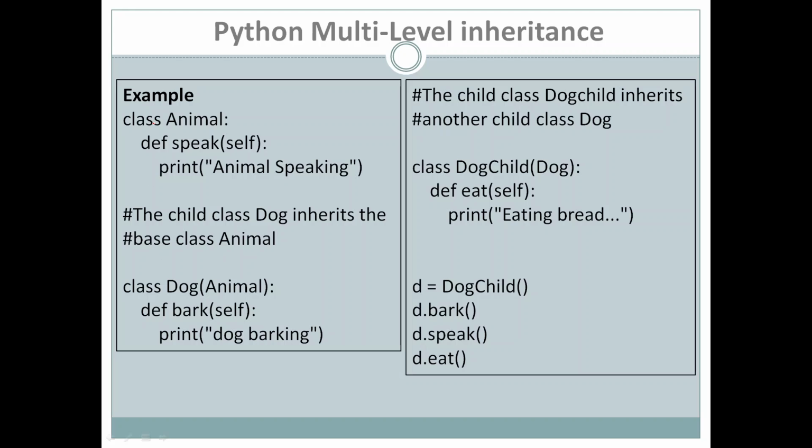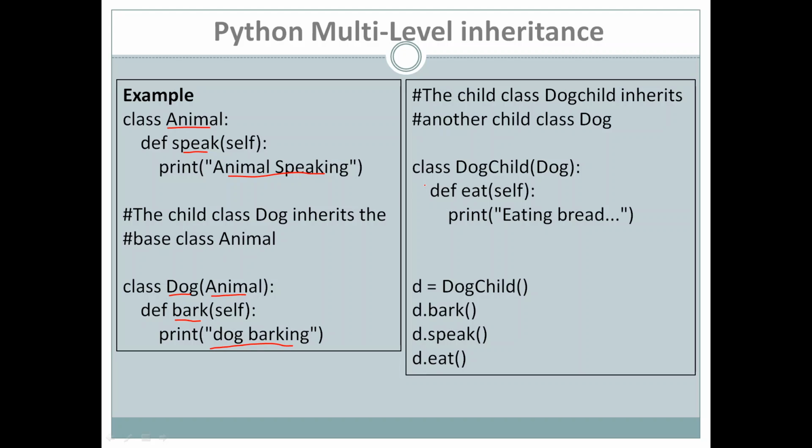Okay, we have a similar example. So class Animal contains a method, that is speak, which is printing "animal is speaking". Then we have one more class, that is class Dog. Class Dog is inheriting class Animal. So Dog is having the properties of Animal. Properties of Animal is speak. Class Dog also has its own property, that is bark, which is printing "dog is barking".